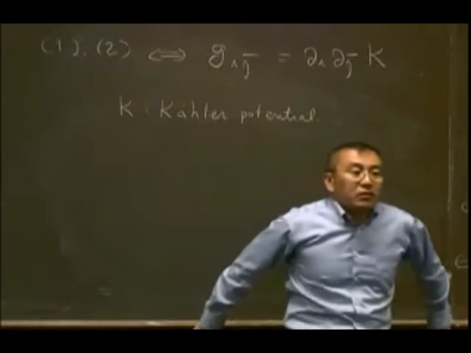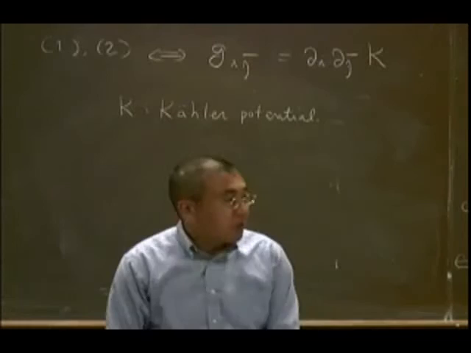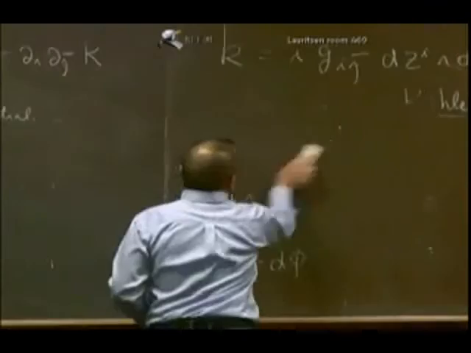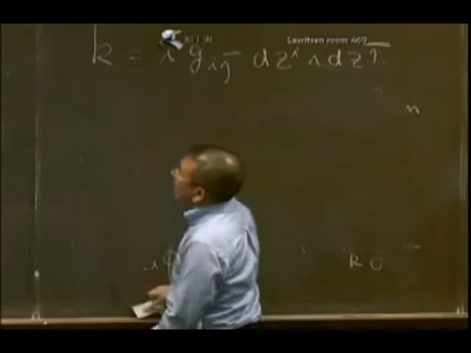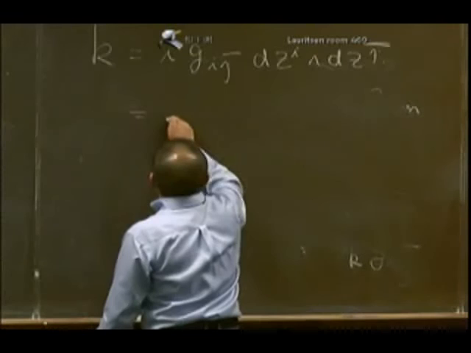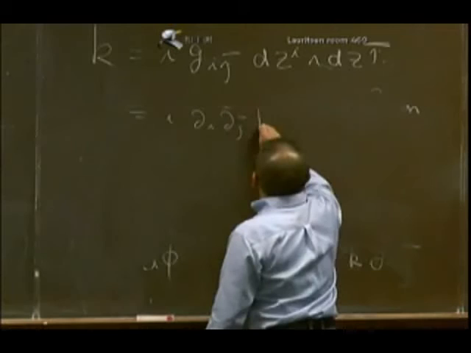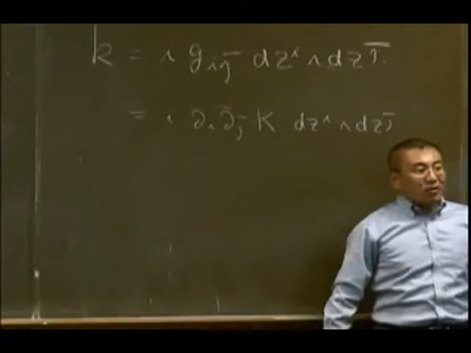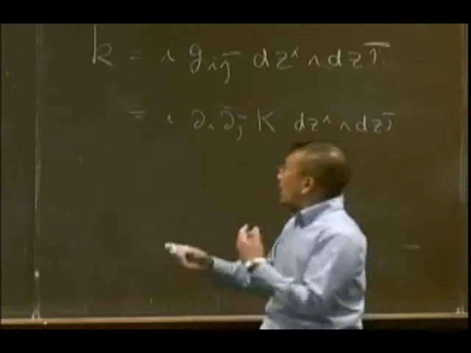The Kahler potential is not a function on the manifold, because if K were a function on the manifold, that would mean that, for example, this Kahler form would be exact. If you substitute this in, the Kahler form is equal to i ∂_i ∂_{j̄} K dz^i ∧ dz^{j̄}. So this means that K is written as ∂∂̄ of some function K, and in particular this means that K is trivial, at least locally.